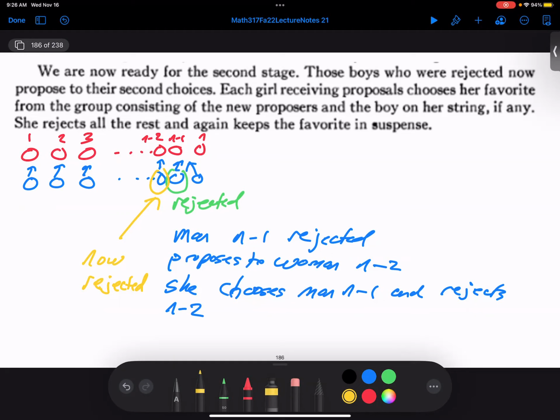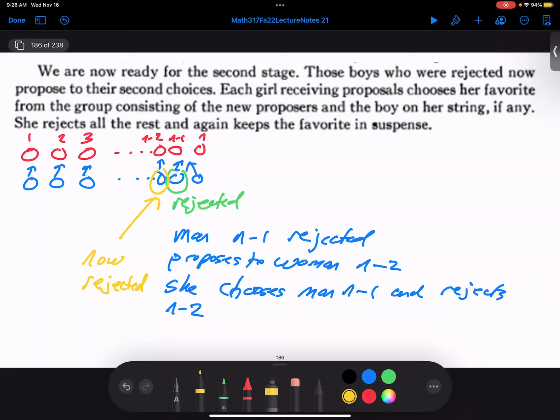Do you think it's possible for the process to continue forever, that we could get into some kind of cycle? That's the danger, that we get stuck in a loop. Well, let's look at what it says. The boys who were rejected now propose to their second choices. Who are they not allowed to propose to? Anyone they've already proposed to.